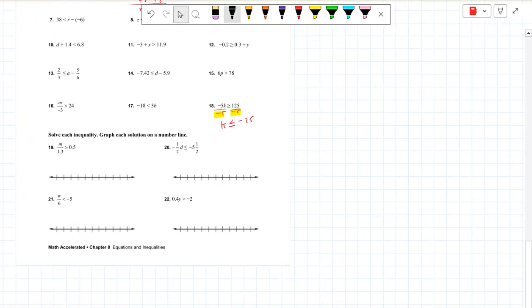At the bottom ones, you're going to do the same, solve them, and then you're going to graph them just like we did in the notes. Complete all the odds and the evens.